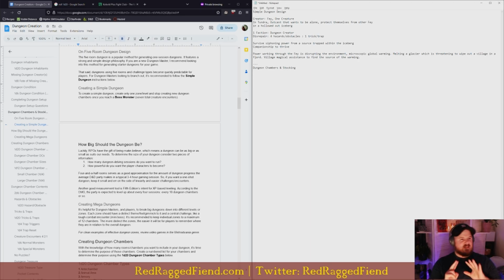I use the term creature encounter instead of monster encounter because it doesn't necessarily mean that there's going to be a fight. It could be a social encounter. It could be all sorts of things. It just means we're going to have at least 7 rooms where we're going to have creatures in it.